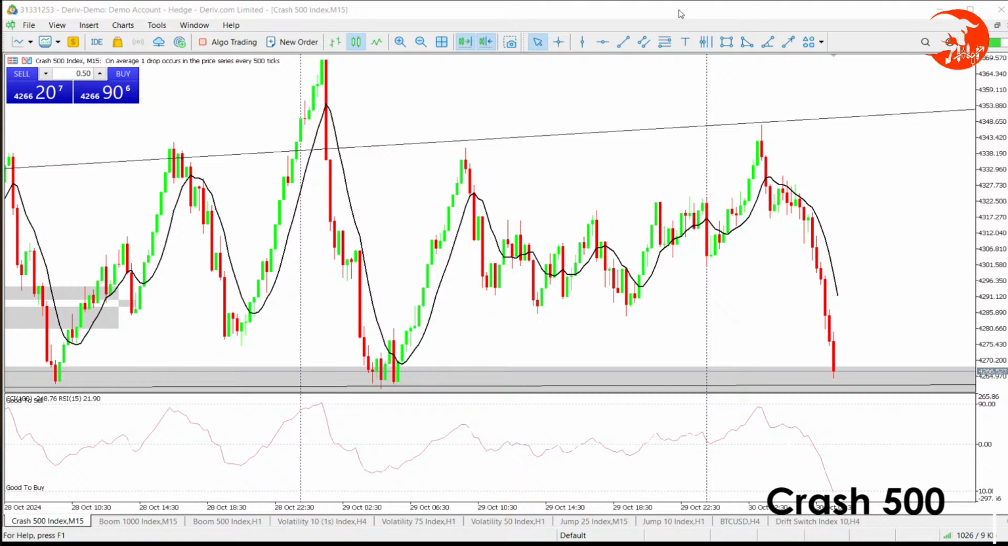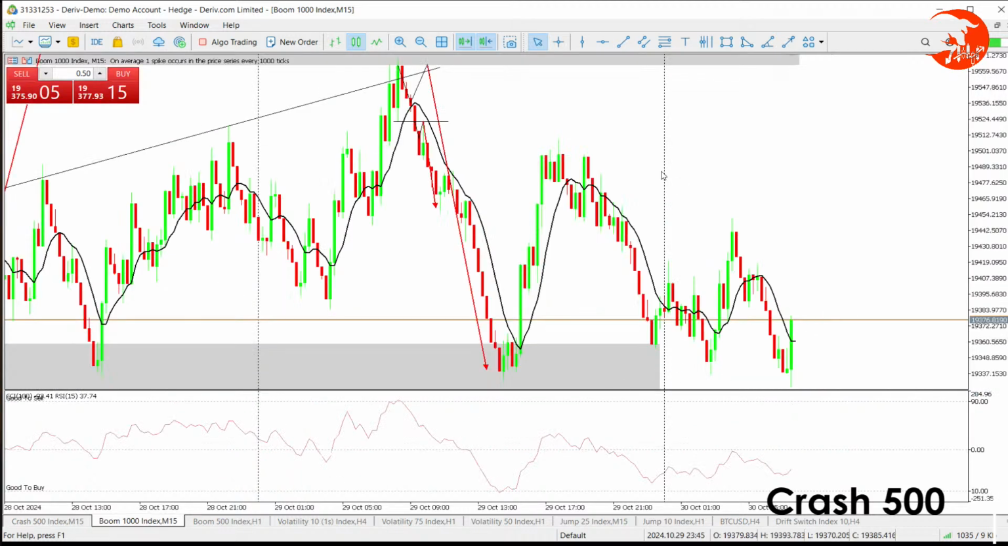Now let's head over to Boom 1000. So Boom 1000, let me update the name here. Boom 1000, how many made this money? This was a clean entry, a clear entry.